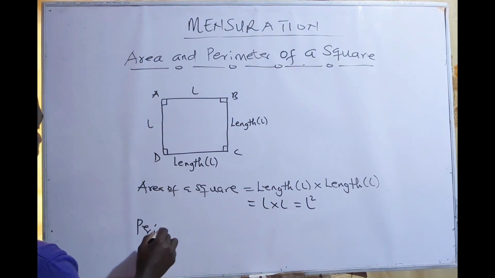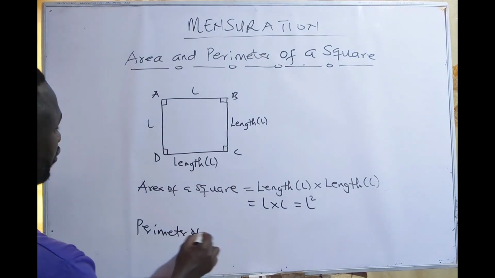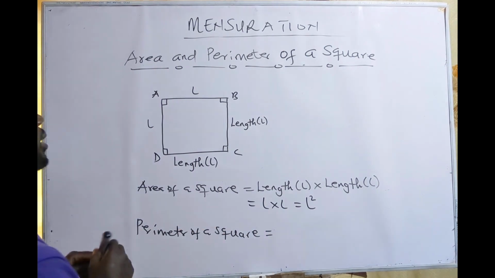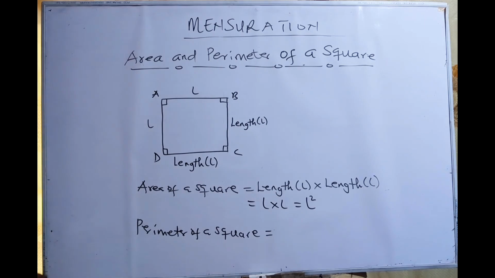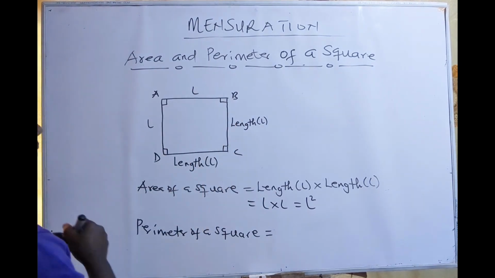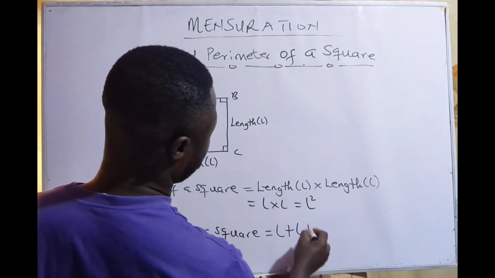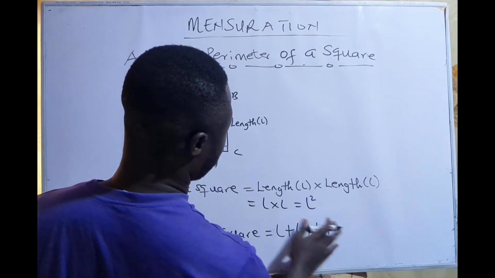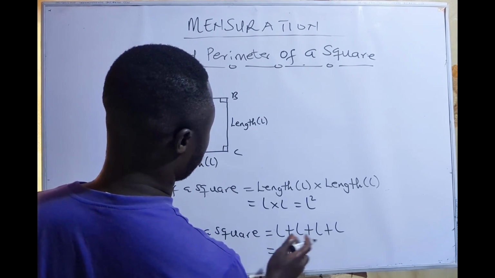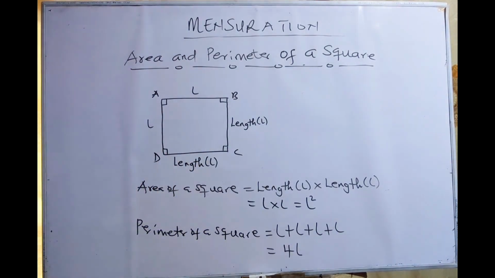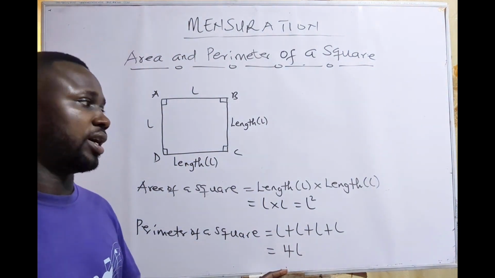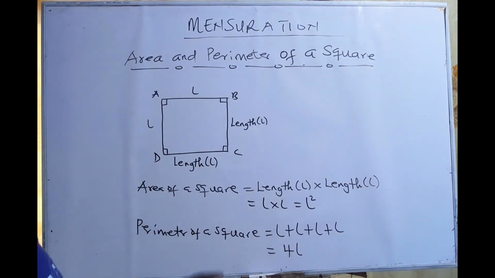And let's look at the perimeter of a square. We know the perimeter is the distance around the figure. So L plus L plus L plus L. Then how many L? 4L. 1, 2, 3, 4. So the perimeter of a square is 4L. The length multiplied by 4 will give you the perimeter.